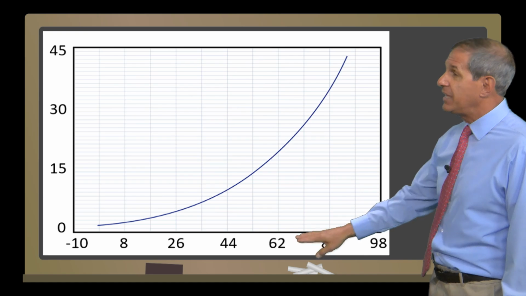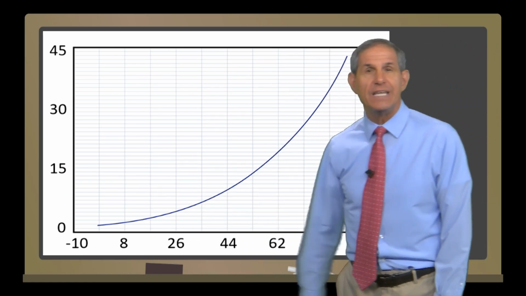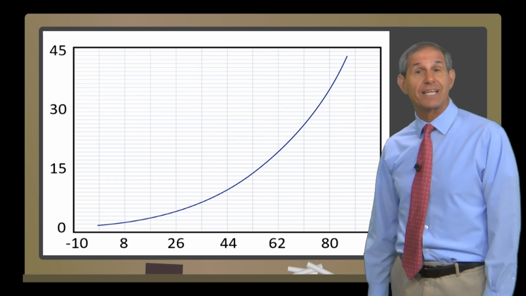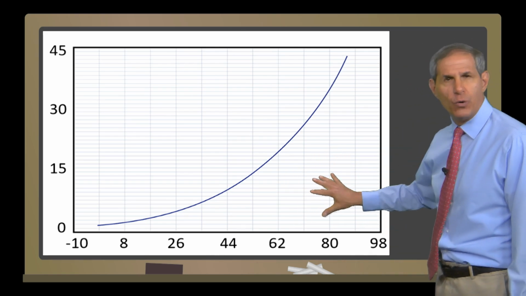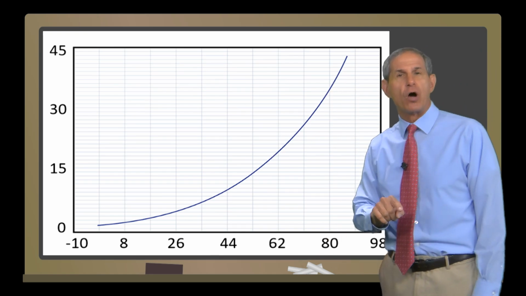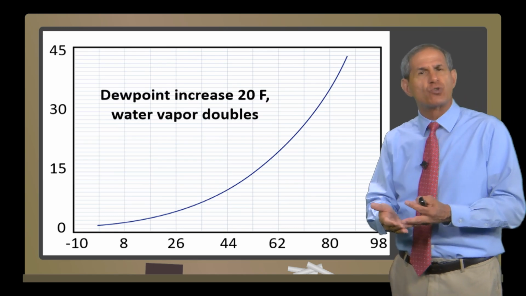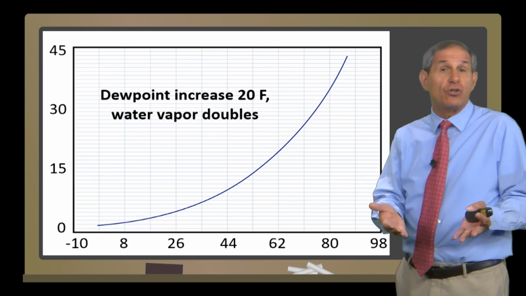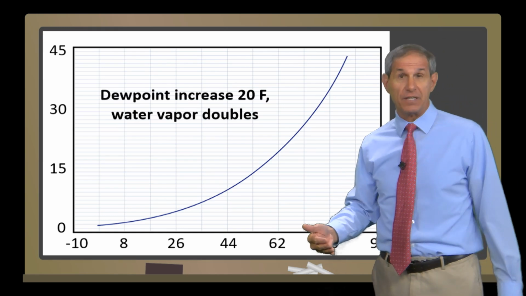Dew point in Fahrenheit on the horizontal axis. The amount of water vapor in the air in millibars is on the vertical axis. This is an exponential function. The higher the dew point, the steeper the increase in the corresponding amount of water vapor in the air. But as a first guess, in the range of dew points relevant to summer, if the dew point increases by 20 degrees Fahrenheit, the amount of water vapor in the air roughly doubles.